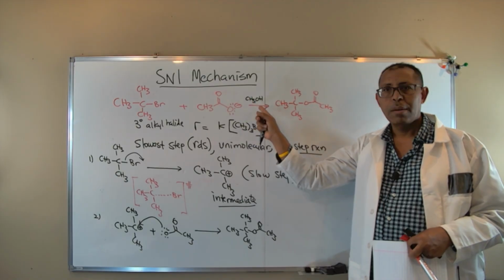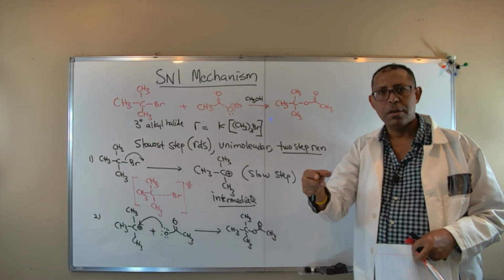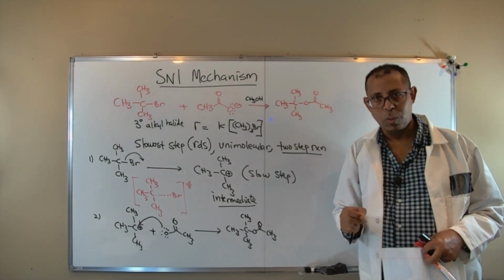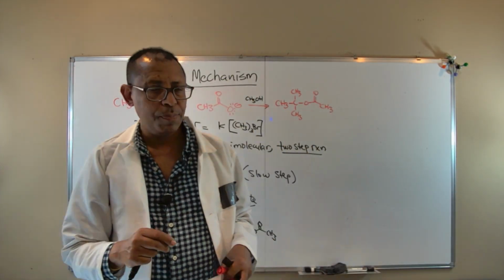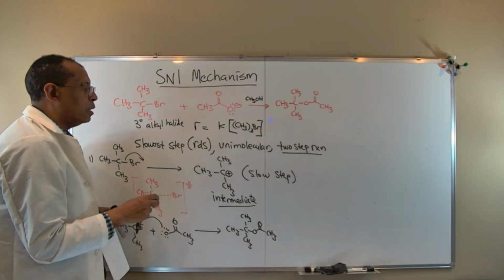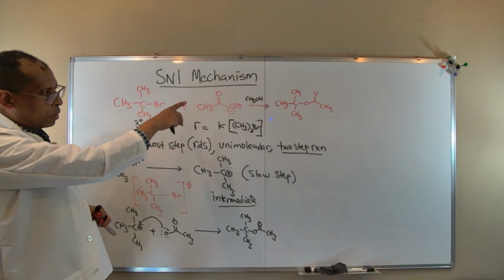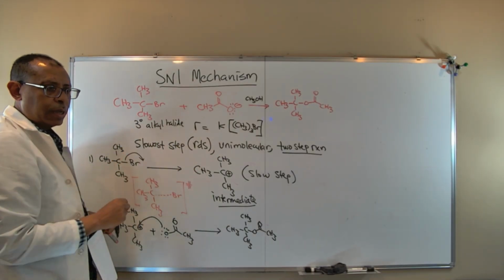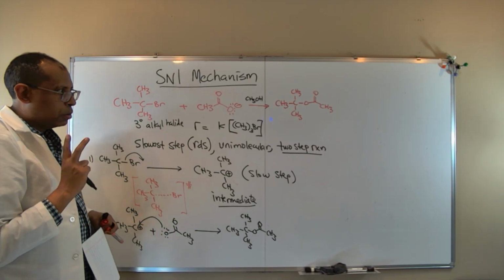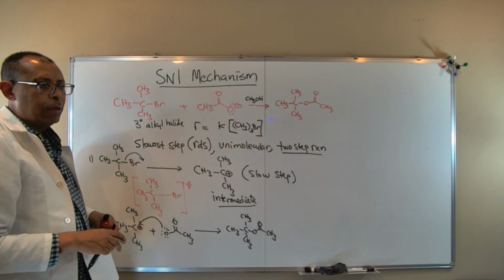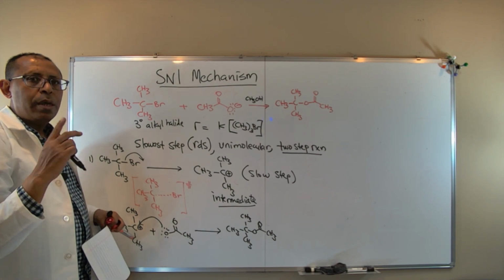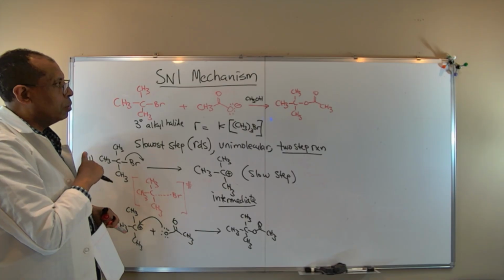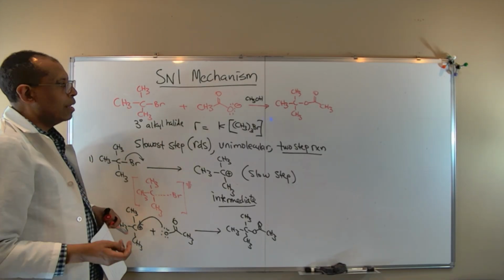Solvent-wise, alcohols and acids are very good solvent systems for SN1 reaction because they would stabilize the nucleophile while the carbocation is being formed. So these are two very important details for any SN1 and SN2 reaction. In the previous section I just told you about SN2, now this is SN1.